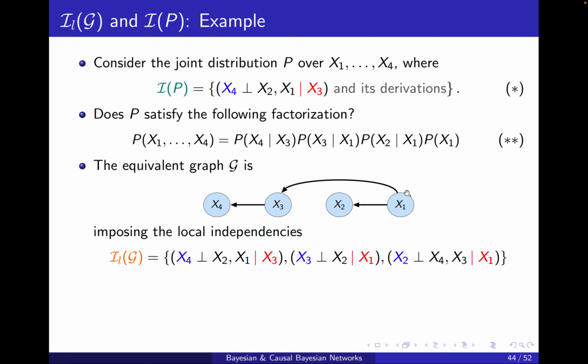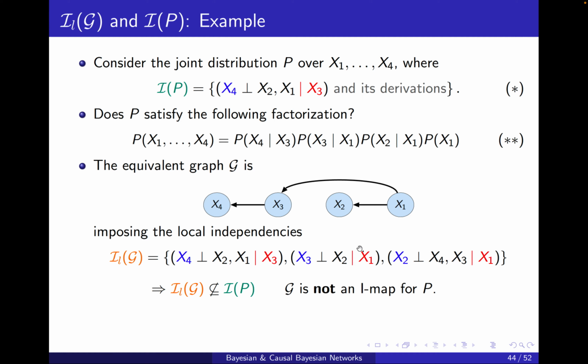But for X2, conditioned on its parent, both X3 and X4 will be non-descendants, so I should put them here. And X3 conditioned on its parent, which is X1, will become independent of its non-descendant, X2, and the same for X4. Conditioned on X3, it will be independent of both X1 and X2. Okay, and you may notice that X3 conditioned on X1 being independent of X2 can be concluded from here. You can check the recall again. And this is not a subset of IP. Why? Particularly for this one.